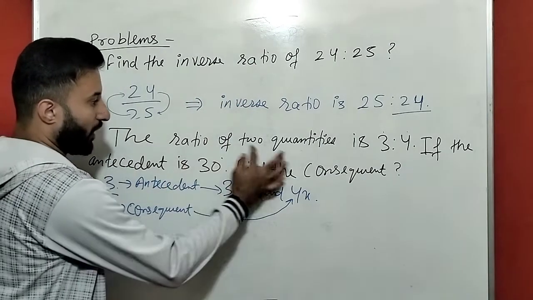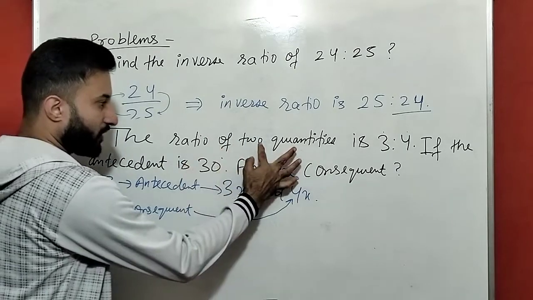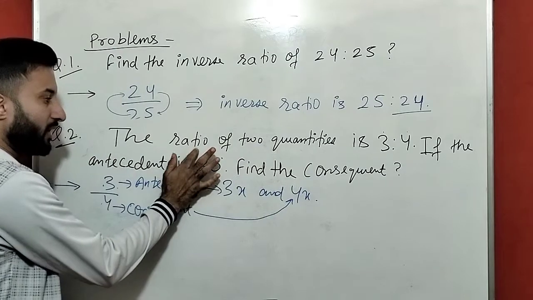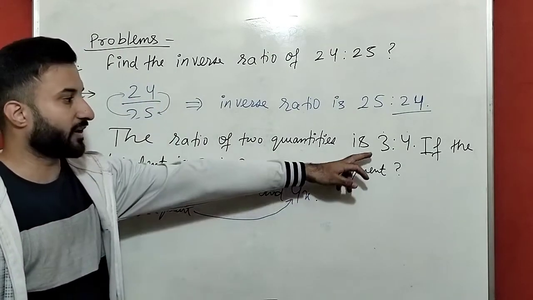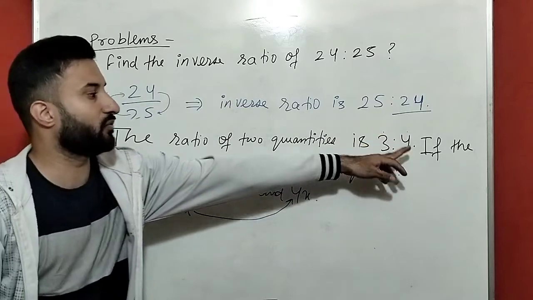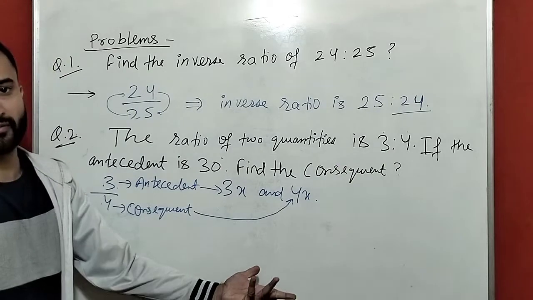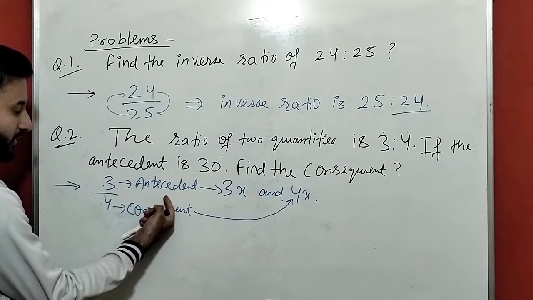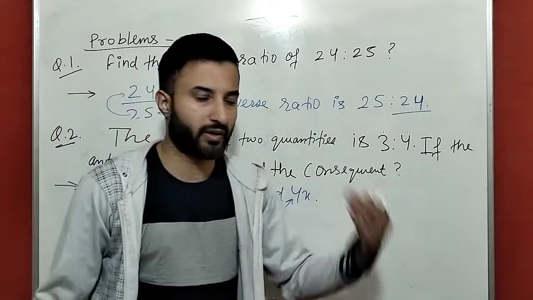The ratio of two quantities. Whenever two quantities are given in ratio, we'll take that quantity as x. Means 3:4, so it is 3x and 4x. That's it. So 3x is the antecedent, because 3 will become 3x, the antecedent. 4 is the consequent, so 4x is the consequent.